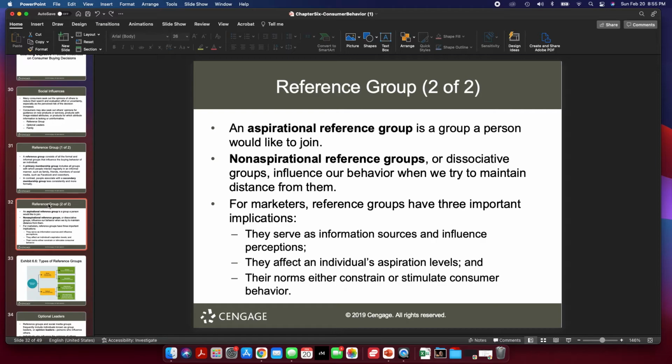Non-aspirational reference groups, right? Disassociative groups are people that we try to maintain our distance from, right? These are people that we ask what their opinions are so we can do the exact opposite of what they do. Or we see what they do and say, okay, well, this person has bought this product, I'm going to steer clear of that. For marketers, reference groups have three important implications. They serve as informational sources and influence perceptions. They affect an individual's aspiration levels. And their norms either constrain or stimulate consumer behavior.